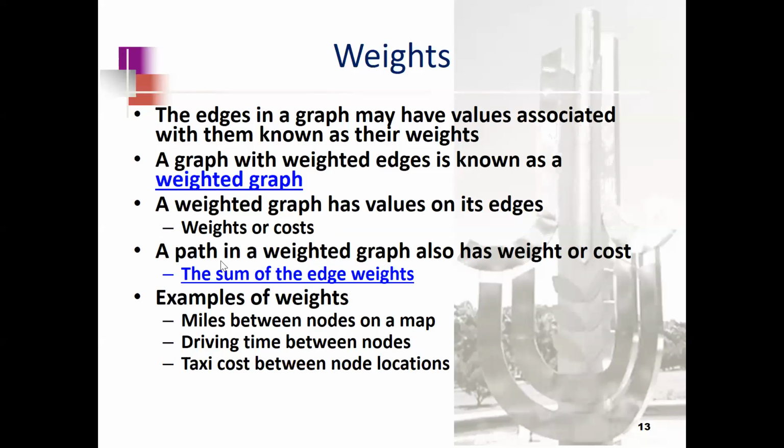Kita akan tengok. A path in a weighted graph also has weight or cost. Okay, contoh kita nak kira sum of the edge weights. So, ini adalah contoh weights. It can be what? Weight it can be miles ataupun kilometer between vertices or between knots on the map.